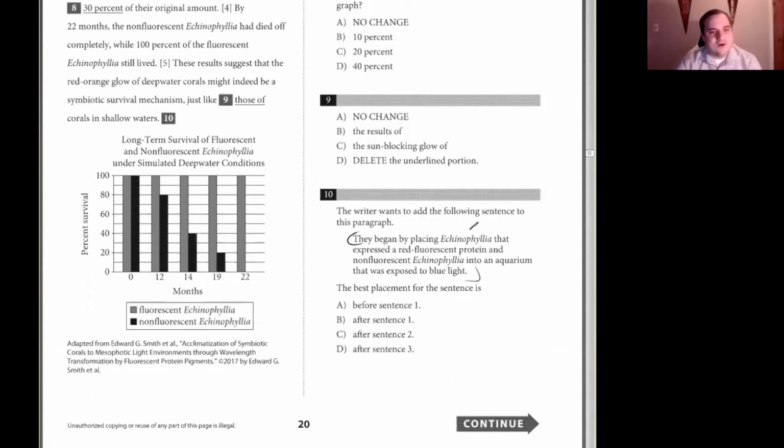All right, so now here are my guidelines on how to do sentence placement. 1, if it has a transitional phrase in it, let that help guide you, right? If it says however, well, it better contrast the sentence before it.